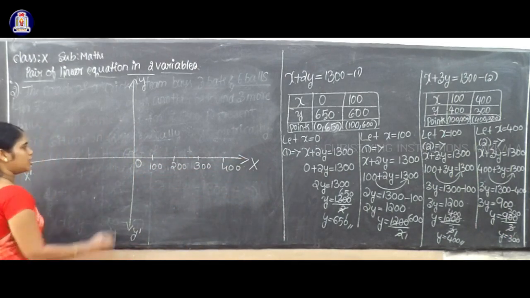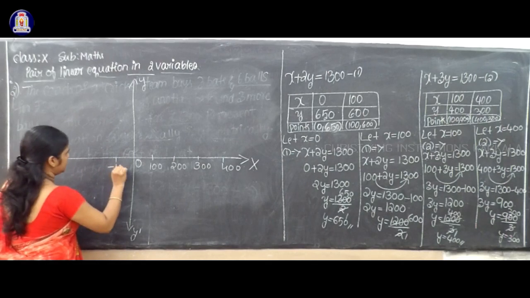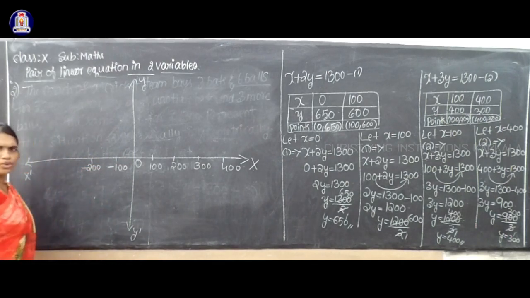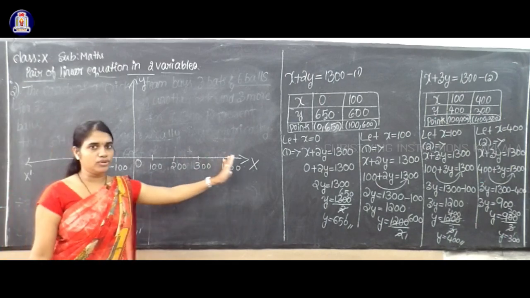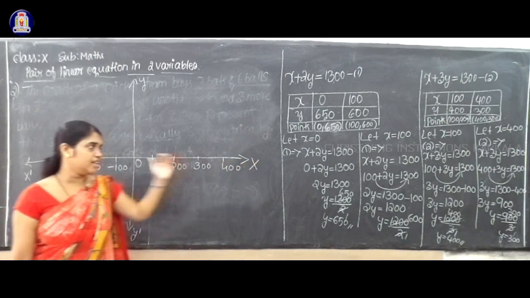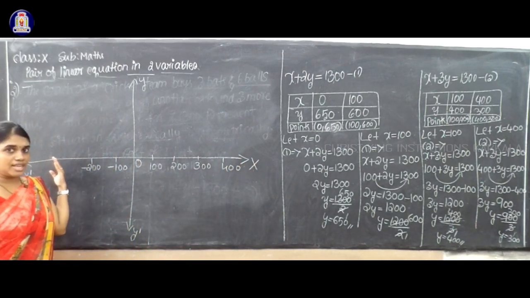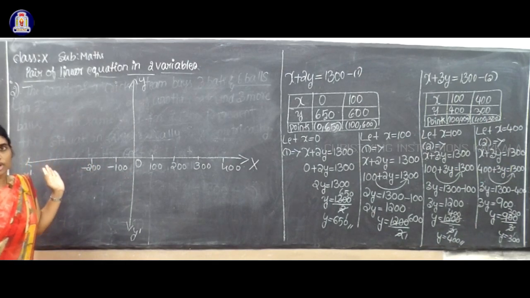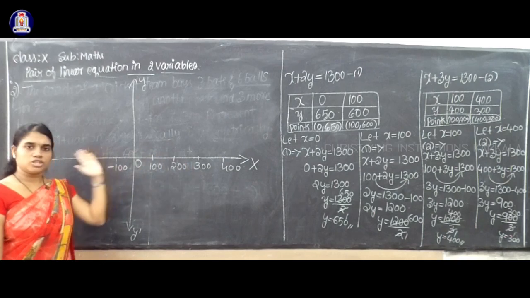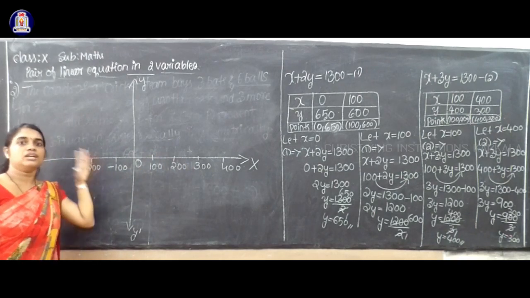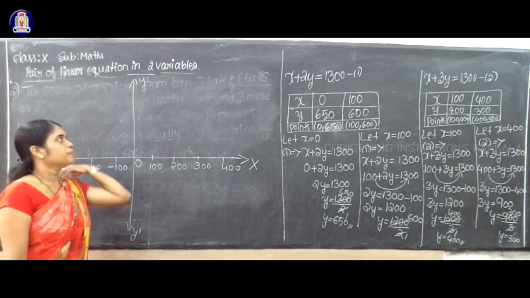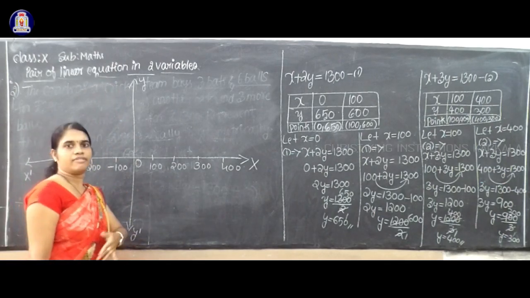Along the negative x axis take any 2 points, minus 100, minus 200. If you consider here 100, 200, 300, along the negative x axis you cannot consider minus 1, minus 2, minus 3. You cannot consider. This type of numbers only you have to consider. Minus 100, minus 200, minus 300 like that only. Next we will see on the y axis.